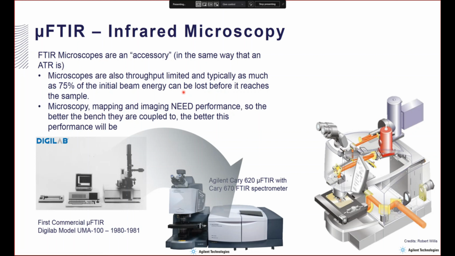It is important to remember that the microscope is somehow throughput limited. So basically it doesn't have all the energy that the spectrometer has, because of course there is a longer path to reach the sample. And we are talking about 75% of the initial beam energy. When we do microscopy, mapping, and also imaging, we need performance. So we need a very good spectrometer, which is this part of the instrument in a modern instrument, to have a better signal when we do infrared microscopy.